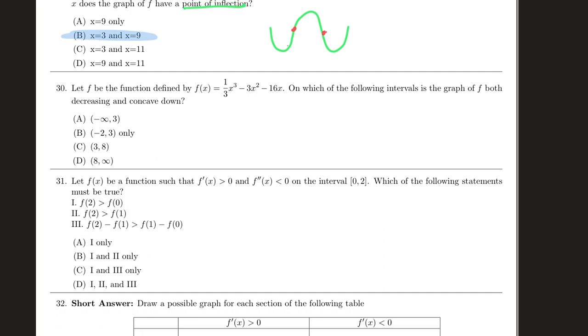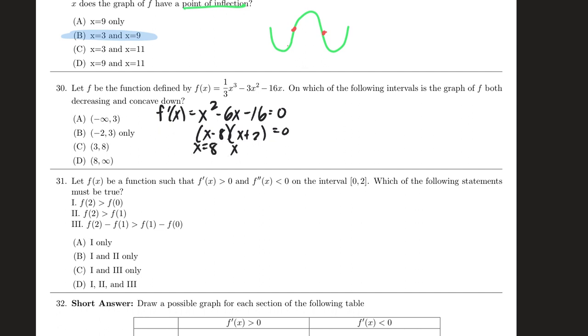All right, 30, we have this function. On which intervals is it both decreasing and concave down? All right, so decreasing, we have to use the first derivative. Concave down, we have to use the second derivative. So the first derivative, now we need to set it equal to 0. We get positive 8 and negative 2. So we have to make our number line, negative 2, oops, positive 8. Do our test points.